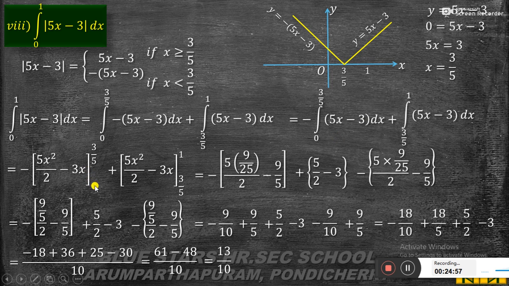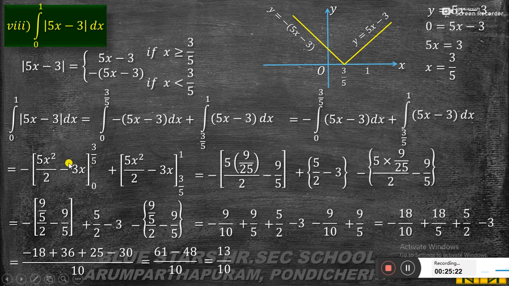So I substitute the limit 0 to 3/5 in the first integral. Next, I integrate 5x. The integration of x is x²/2, so 5x²/2, minus 3 times the integration of 3, which is the constant 3x, so minus 3x. I substitute the limit 3/5 to 1.